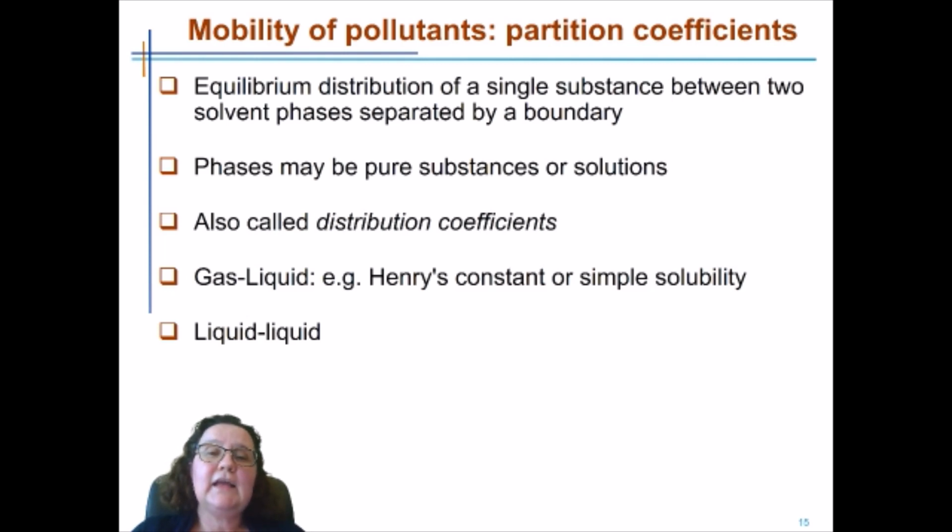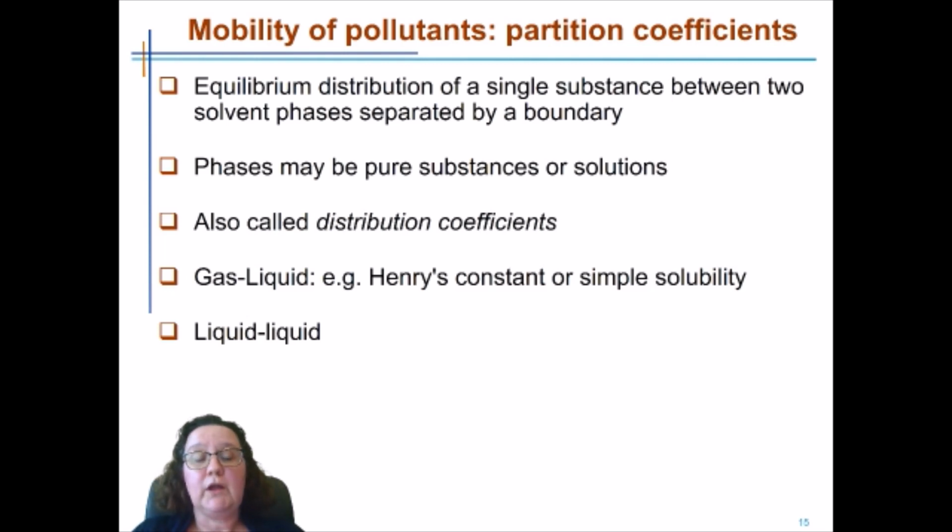The idea is that those two phases are non-miscible, that there is a boundary between them. Think of oil and water, for example. There is a physical separation between the two phases, and the partition coefficient measures how easy it is for that pollutant to go to one or the other phase. They're also called distribution coefficients because they literally follow how a chemical distributes between two phases.